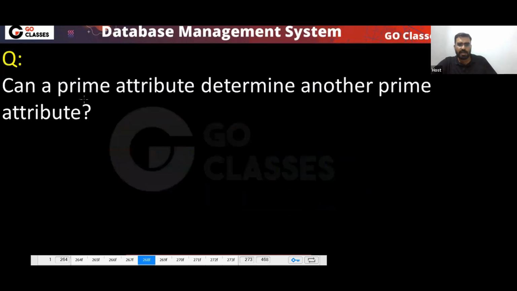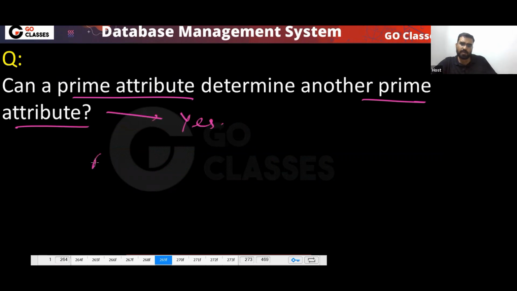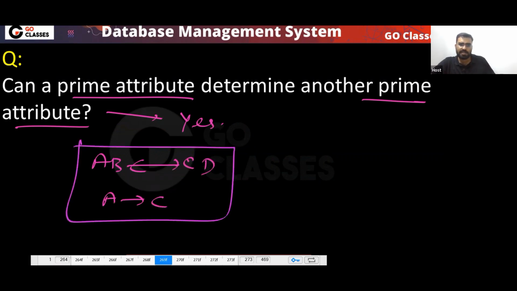What about this one? Can a prime attribute determine another prime attribute? Again, the answer is yes. It is also possible. For example, let's assume AB determines CD and A determines C. Consider this. So this is also possible.